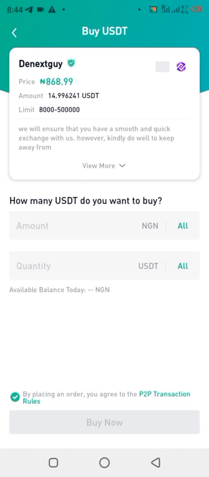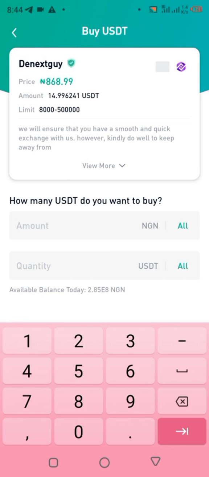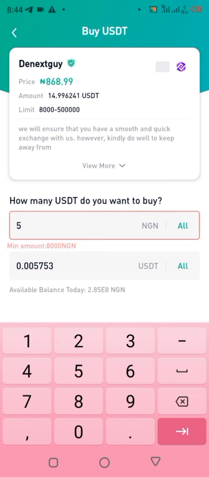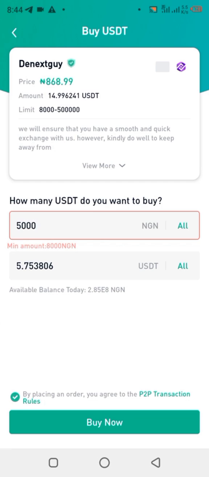When you click buy, you input the amount of USDT that you want to buy, depending on your country's currency. But in this case, I'll be using Naira. I want to buy cryptocurrency of 5,000 Naira, that is 5.7 USDT. After that, what I have to do is to click buy now.